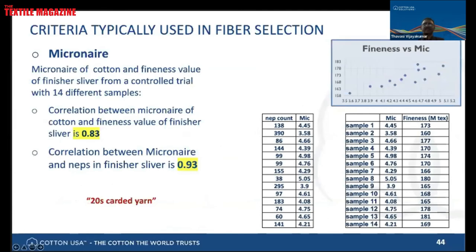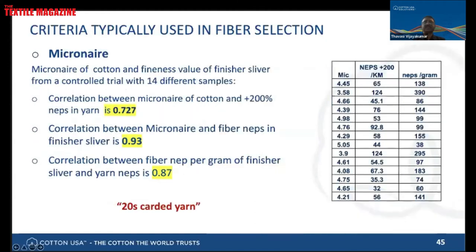Some examples from a very good trial. The data shown is from a very carefully designed control study to highlight the importance of cotton parameters with yarn parameters. There is a strong correlation between micronaire value and the fineness value of the finisher sliver, which is 0.83. Correlation between micronaire and neps in finisher sliver is 0.93. If the correlation between micronaire versus fineness value is different, this correlation might also vary. It is not going to be always the same, because it again depends upon the fineness value for the same micronaire. From the same study, correlation between micronaire and 200% neps in the yarn is 0.72, which is very good. Correlation between fiber neps per gram of finisher sliver and yarn neps is 0.87.